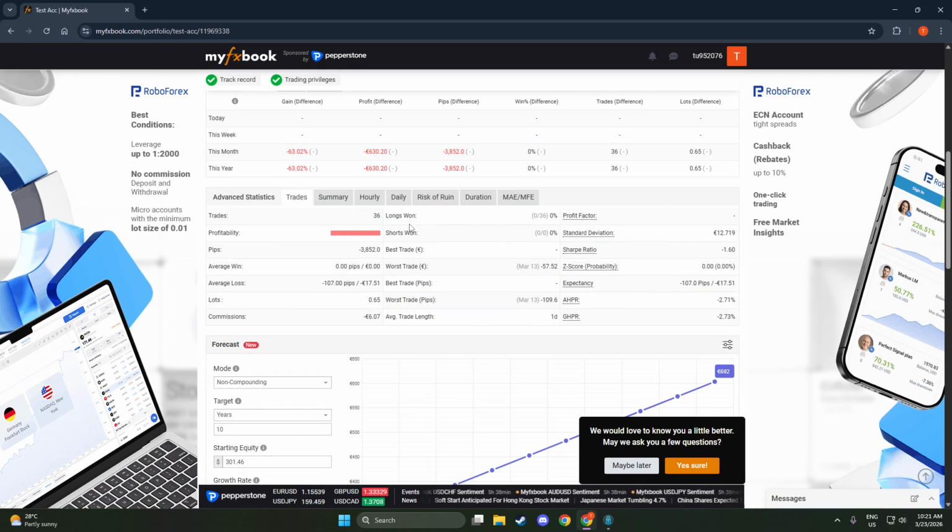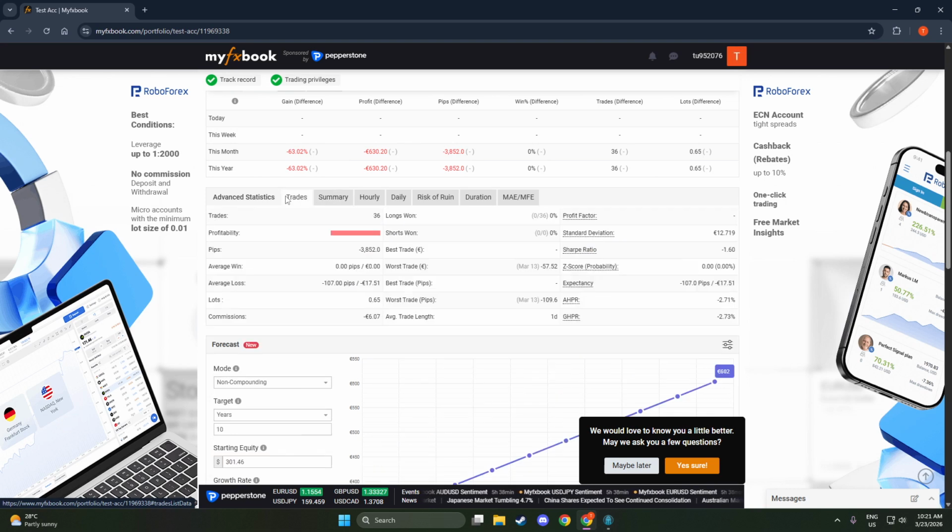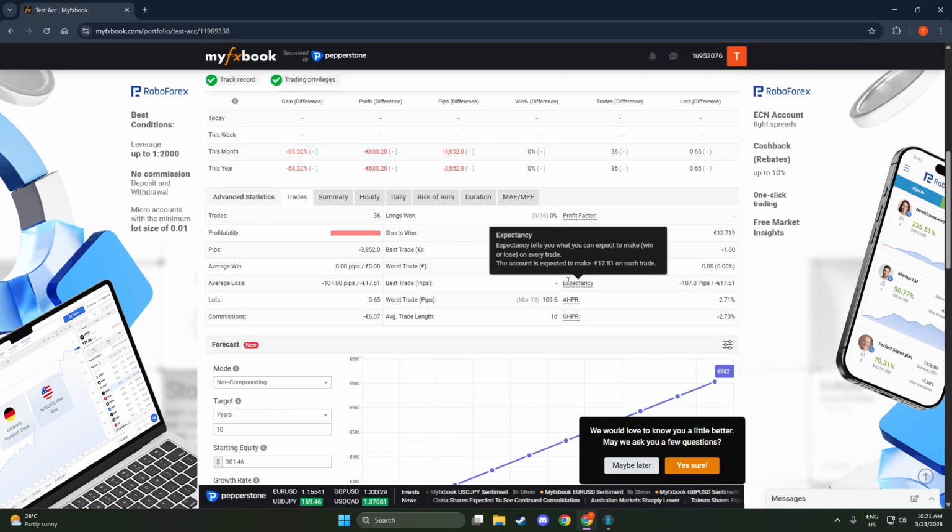You'll see metrics like expectancy, standard deviation, and z-score. Expectancy tells you the average amount you can expect to win or lose per trade over time, blending your win rate with the size of your wins and losses. Positive expectancy suggests your approach is profitable in the long run. Negative expectancy is a prompt to review risk, entries, or exits.